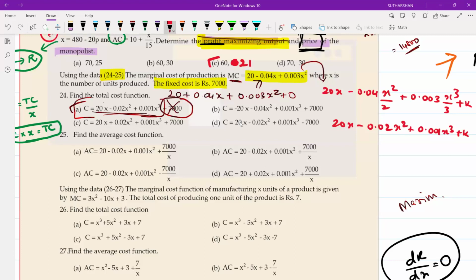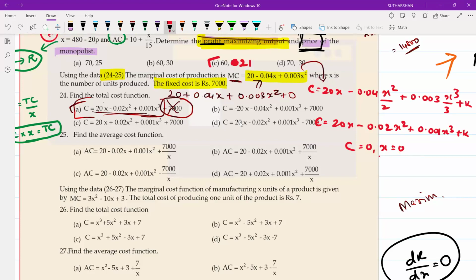Now substitute everything. If you want to find out c, the constant, you will put cost is equal to 0, x is equal to 0. When there is no output, what is your cost? Cost is also 0. So c is equal to 0, x is equal to 0 in the given equation, and they have given only the fixed cost.